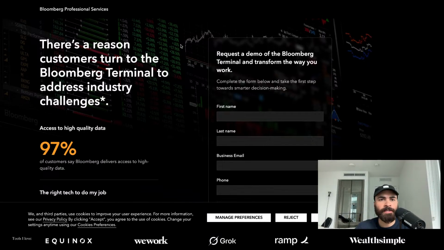But I'm surprised it has 33% market share. Maybe the rest of the market share is with these smaller startups and these are not the elite traders.